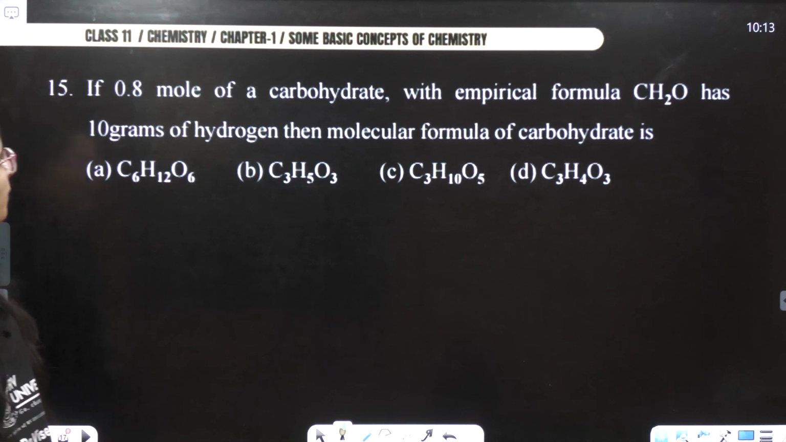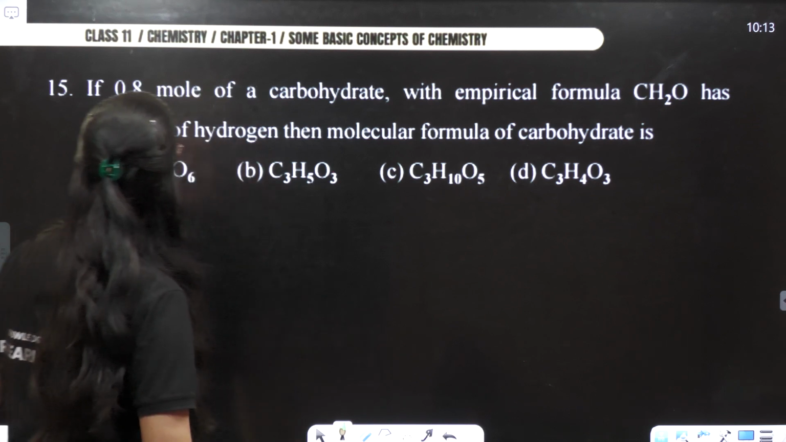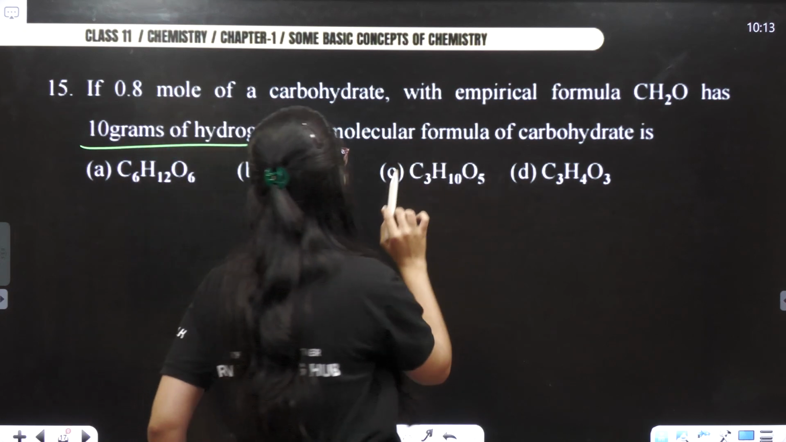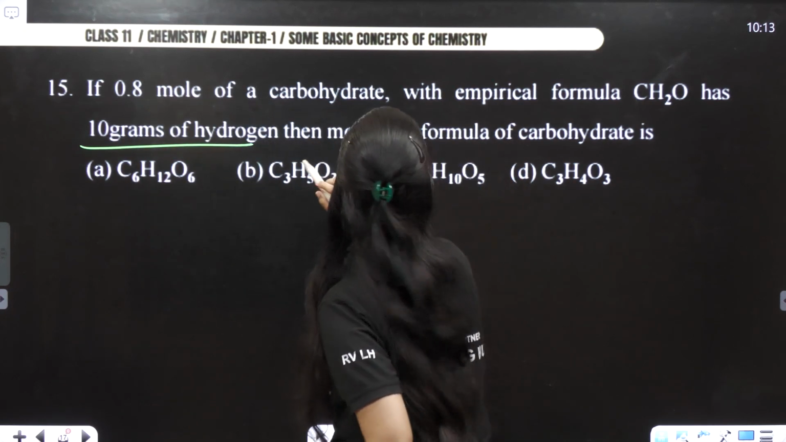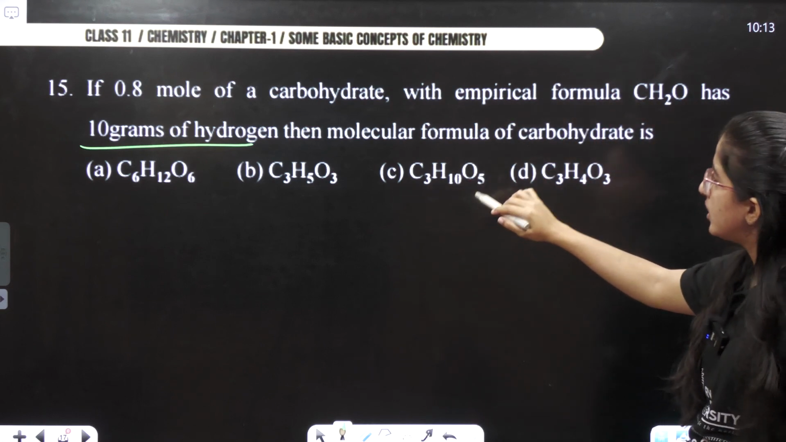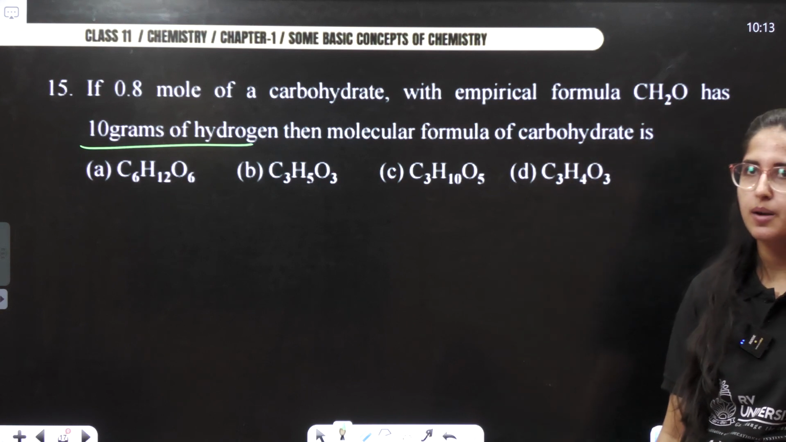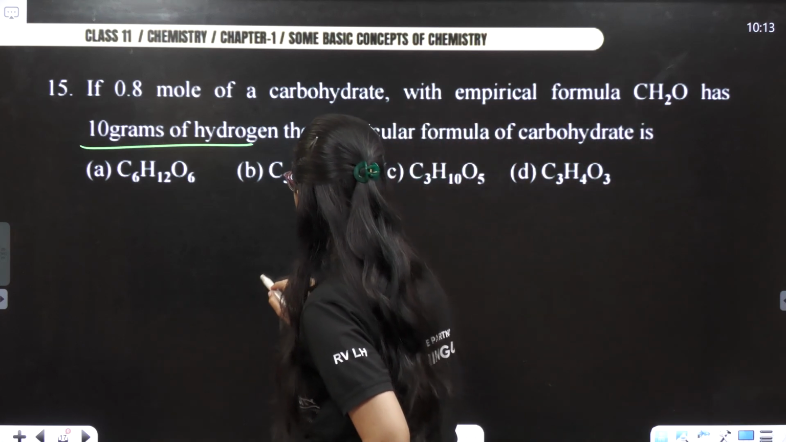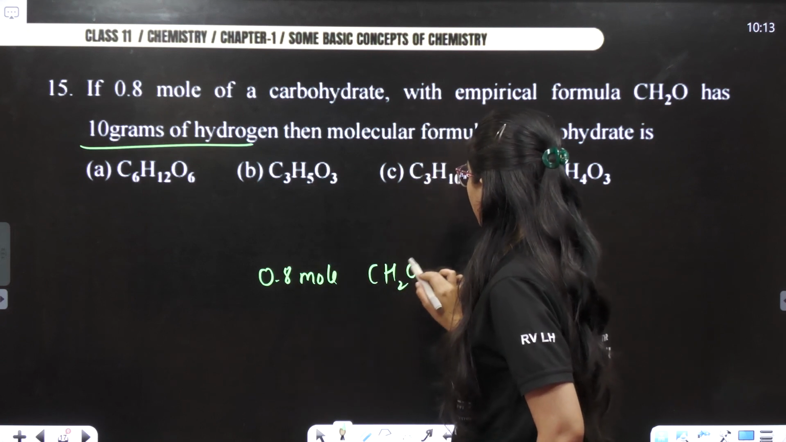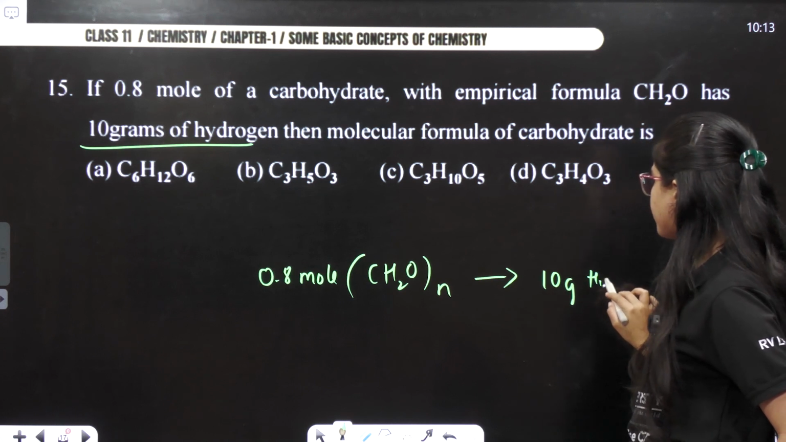Next, if 0.8 mole of carbohydrate with empirical formula CH2O has 10 grams of hydrogen, then molecular formula of carbohydrate will be what they are asking. So clearly see, we know that empirical formula CH2O has 10 gram of hydrogen. So here you have 0.8 mole of, let's say, molecular formula to be N times the empirical formula, has how many grams of hydrogen? 10 grams of your hydrogen.